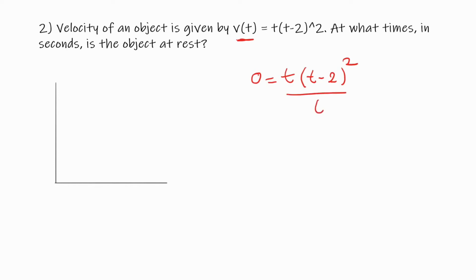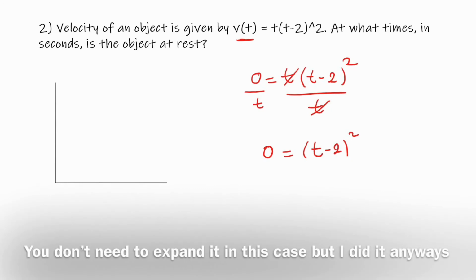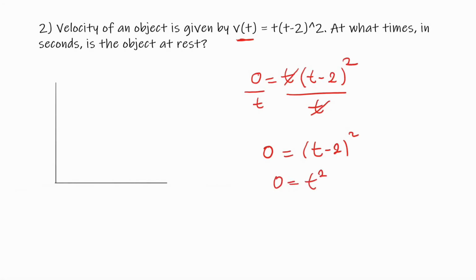So I'm going to divide both sides by t, and I end up with 0 equals (t minus 2) squared, because the t's canceled out. If I expand this, I'm going to end up with t squared, and then minus 2t minus 2t, which adds up to minus 4t, and then minus 2 times minus 2 gives me plus 4. Now I'm going to end up with t minus 2 and t minus 2, which is going to be the same thing, equaling 0.